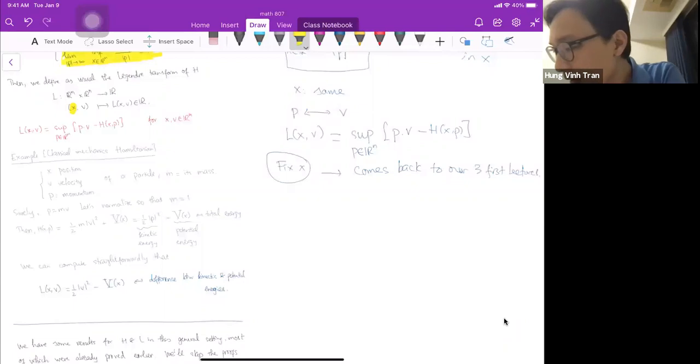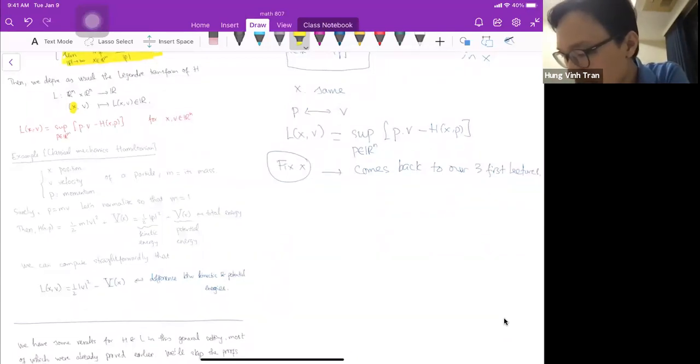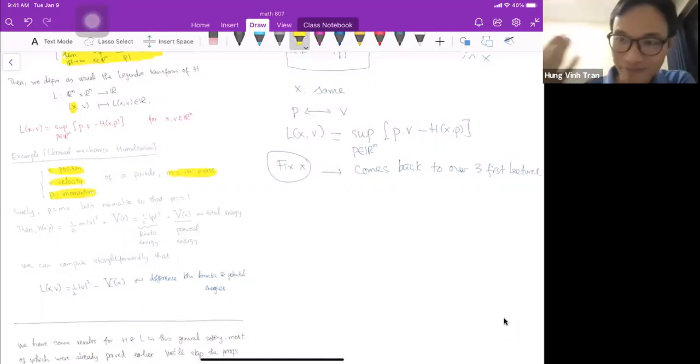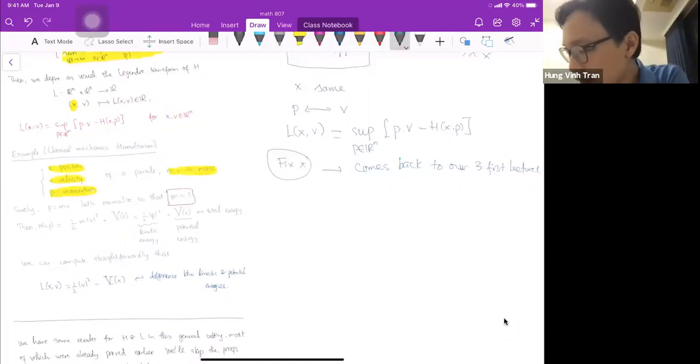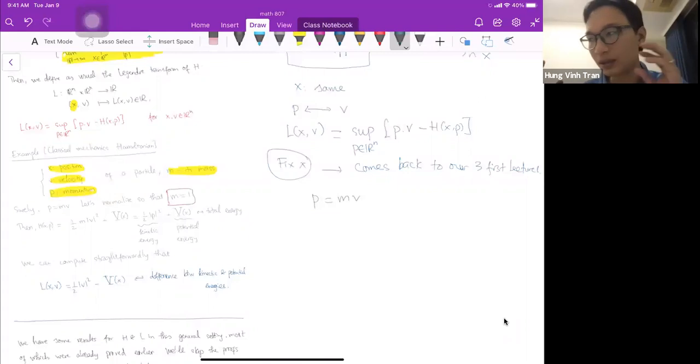Basically, as I said, X is the position, V is the velocity, P is the momentum, and M is the mass of the particle. Again, you normalize it so that M is one. And clearly we have the natural formula that P is mv. This is classical mechanics: momentum is mass times velocity. The higher the mass, the higher the momentum. But when we fix the mass to the unit, P equals V.